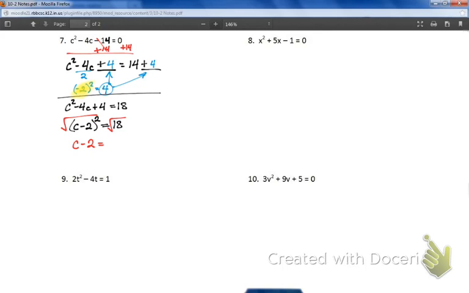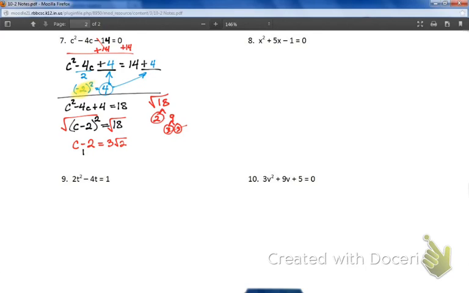Square root of 18. Now this is why I changed the problem, because the square root of 18 I'm not going to just leave as plus or minus the square root of 18. I'm going to break this square root down. Most of you probably use your factor tree, so let's say 2 times 9. 9 is 3 times 3. Your pair of 3's come out, so this is going to be 3 root 2. Right? So, last step in solving here is going to be just to add that 2 to both sides.